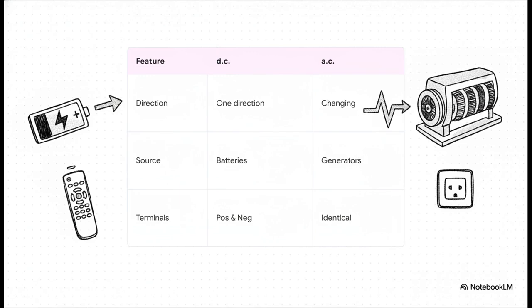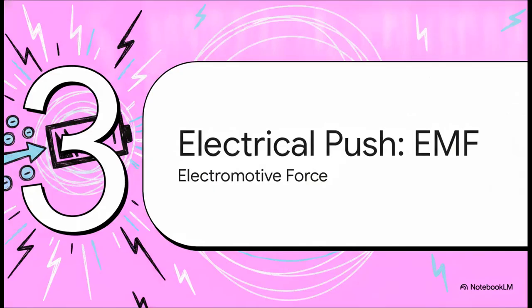To keep this all straight, just think about the power sources. Direct current gives you that one-way flow from a battery's distinct positive and negative terminals. Alternating current, on the other hand, is what's generated by massive turbines for your home's mains power. It constantly changes direction and uses two identical terminals. Moving right along to Section 3, the electrical push, EMF.